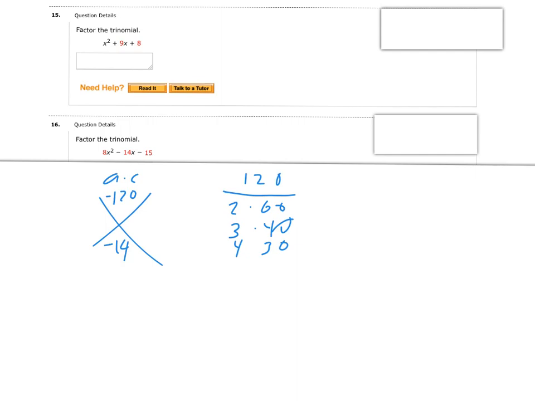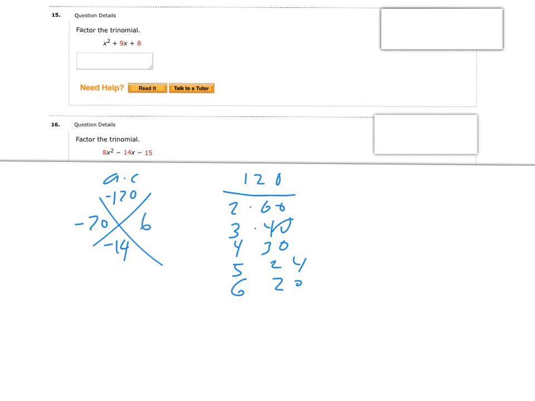120 divided by 5 would be 24. I'm getting closer here. 120 divided by 6 would be 20. There we go, that's it. Okay. So let's see, that'll be a negative 20 and a positive 6.